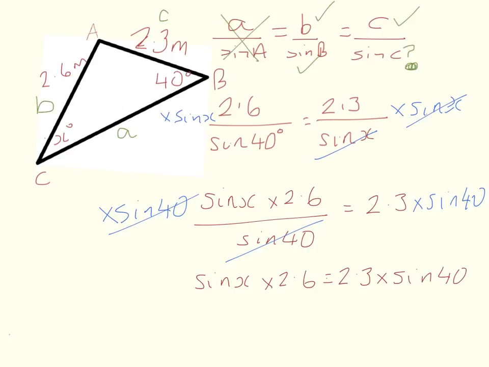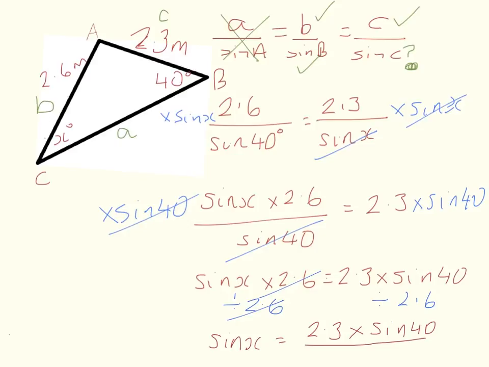sine of 40. I want to have x on its own, and I've got sine of x being multiplied by 2.6. To undo multiplication, I'm going to divide both sides by that 2.6. I do that because now this 2.6 can cancel with this 2.6. And so I can write sine x is equal to 2.3 times sine of 40 divided by 2.6.